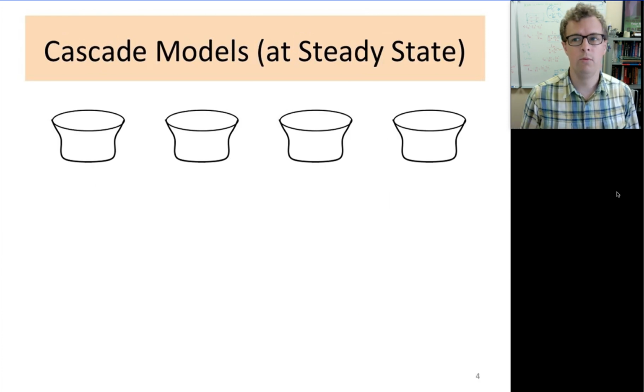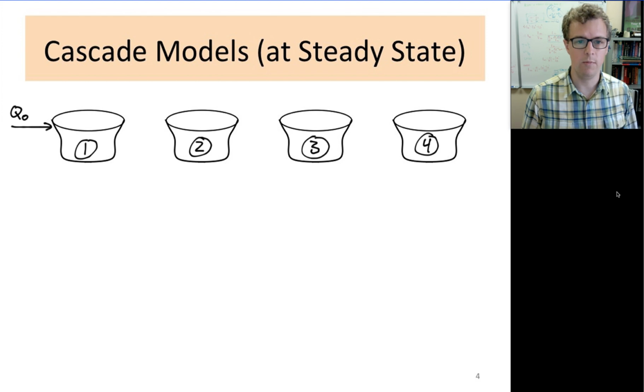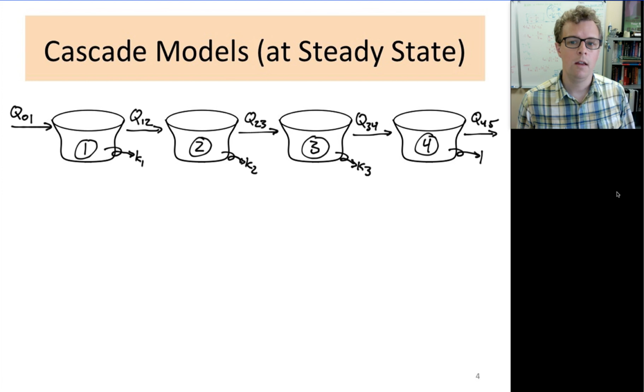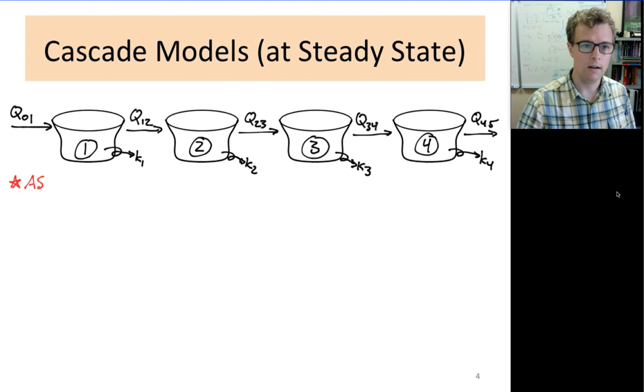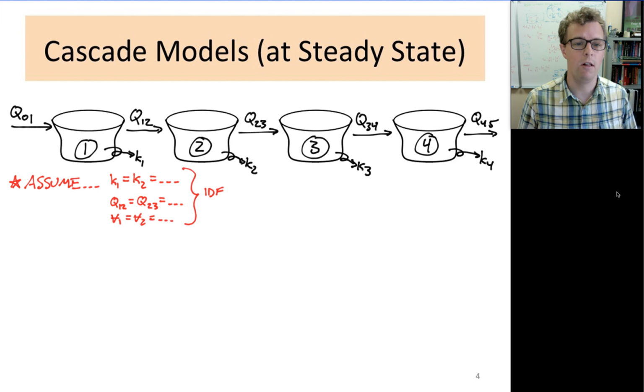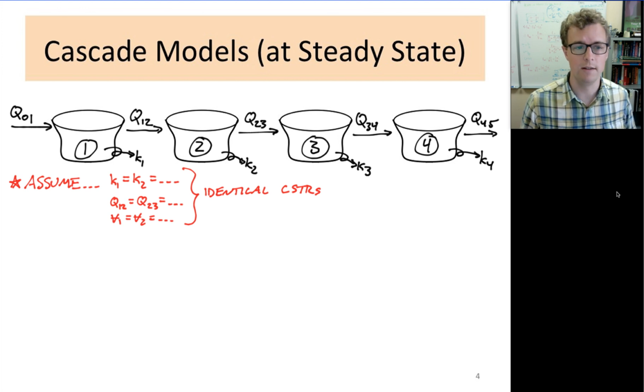I want to talk through what Chopper calls the cascade model. This is a special case for two reasons. One is that we're going to assume that these four CSTRs are all at steady state. And the second being that we've got some critical assumptions. We'll assume that they all have the same reaction rate, they all have the same discharge, they all have the same volume. So these are identical CSTRs.